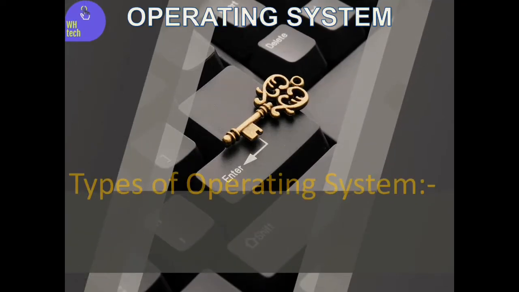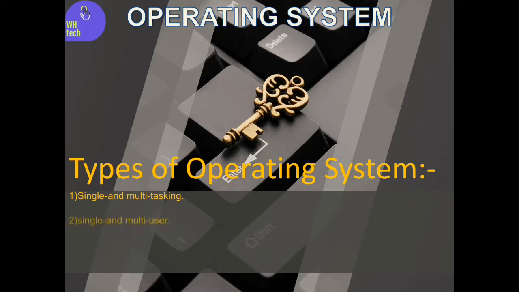Now let's discuss more about the types of operating systems. So basically there are many types of operating systems. Number 1, single and multitasking. Number 2, single and multi-user. Number 3, distributed. Number 4, templated. Number 5, embedded. And number 6, real-time.